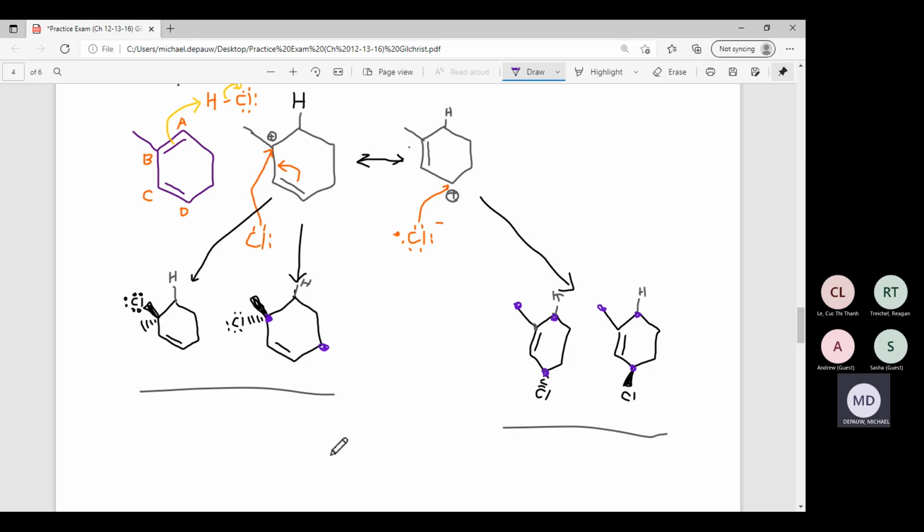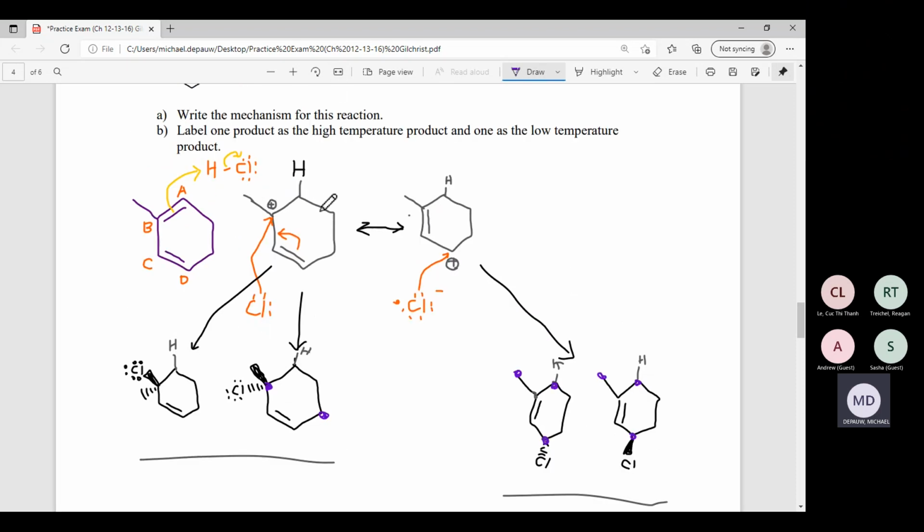And because that chlorine is on a tertiary carbon, this is actually a very reversible reaction. So if you look up here at the carbocations, which one of them is the more stable carbocation? The one on the left or the one on the right?